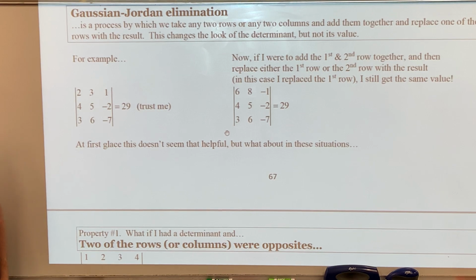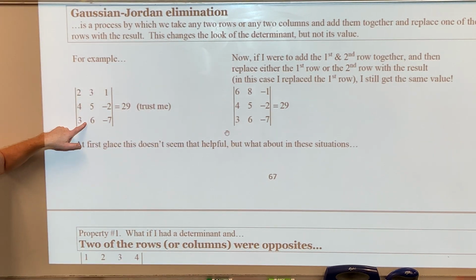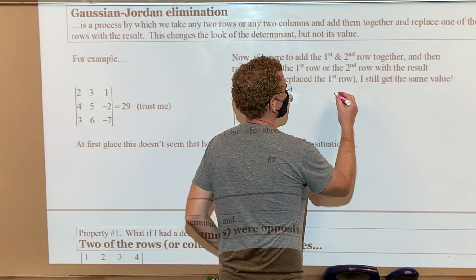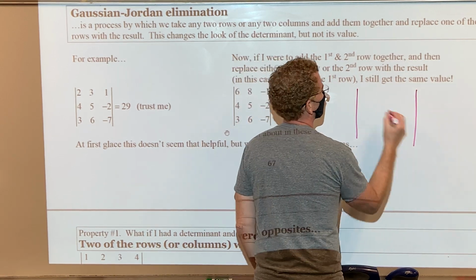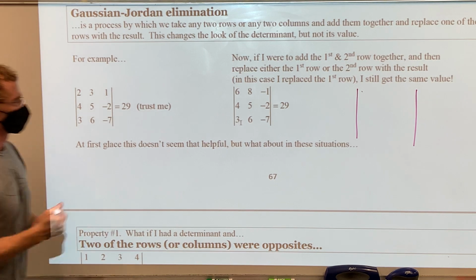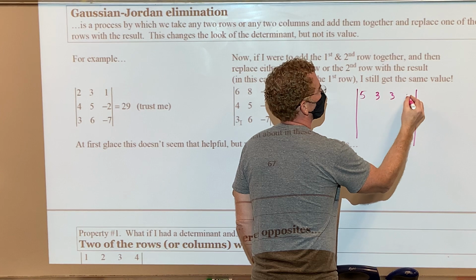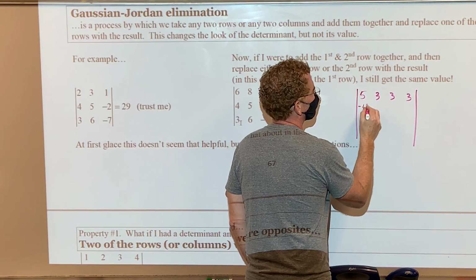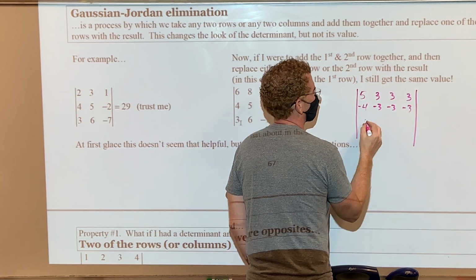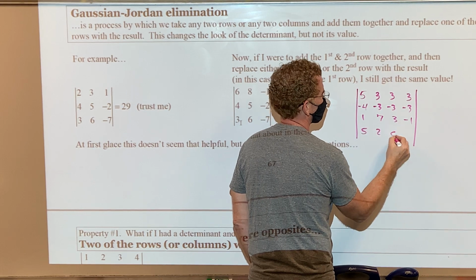Now, you may go, why in the world would you want to do that? That looks just as weird as this, right? And you're right, I would never do that here. But what if I had this? What if I had something like 5, 3, 3, 3, negative 4, negative 3, negative 3, negative 3, 1, 7, 3, negative 1, 5, 2, 0, 6.